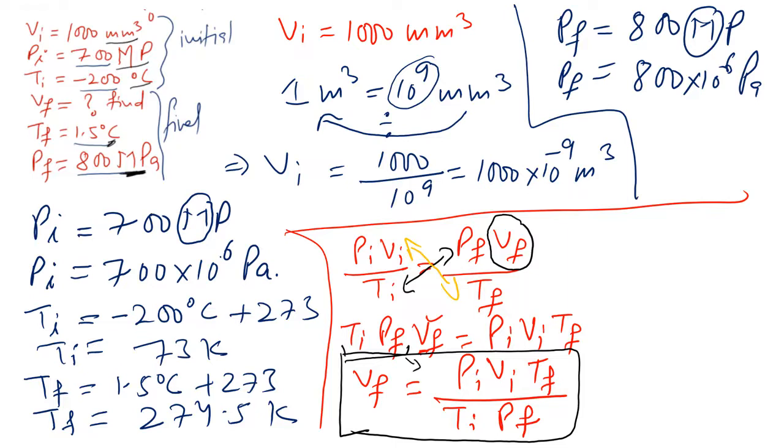The rule for this is: this is Pi, this is Vi, and this is Ti, equal to Pf, Vf over Tf. Now we have to find this Vf. So what you do, you cross multiply, like this, multiply these two things this way.